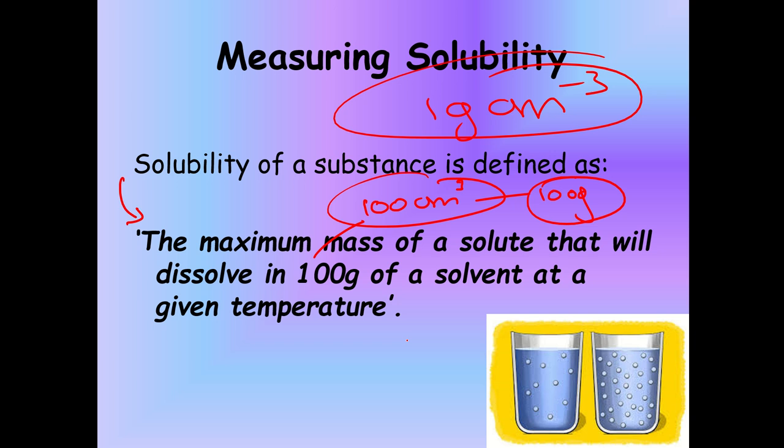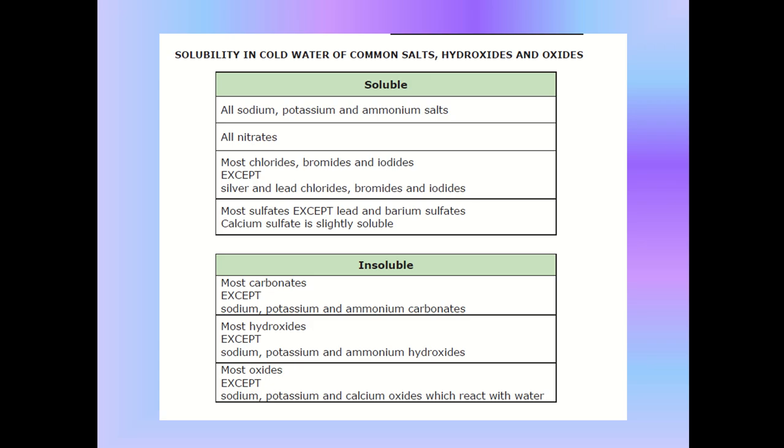So it's the maximum mass of a solute that will dissolve in 100 grams of a solvent. The solvent that you'll be dealing with will be water, of course, at a particular temperature. So that's your definition. Make sure you learn it well. It's frequently worth 3 to 4 marks. It's one of the higher scoring definitions on the spec.